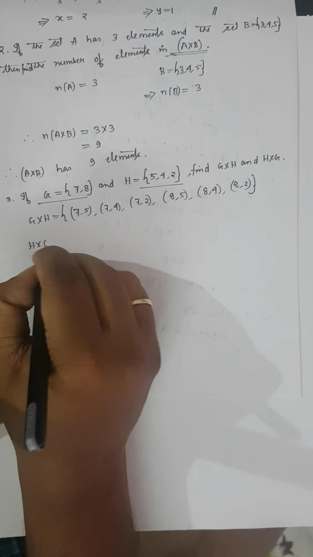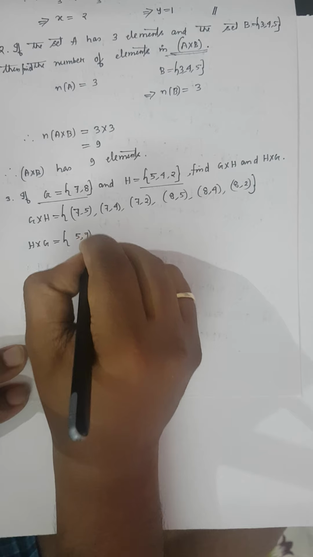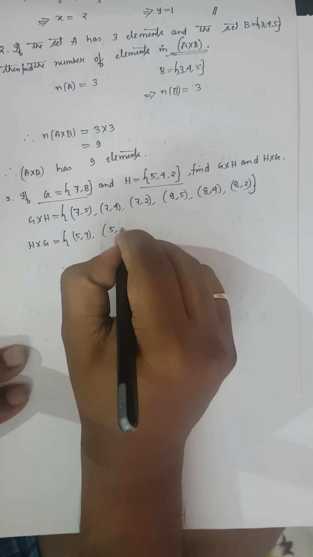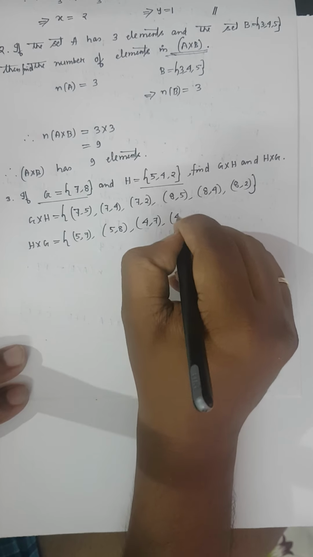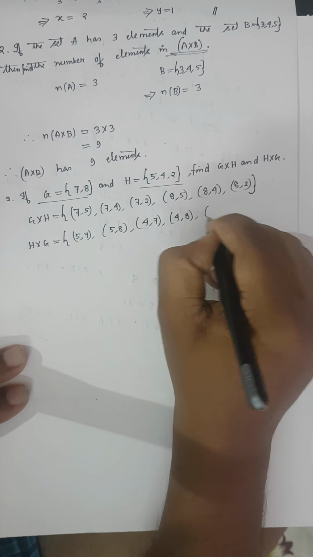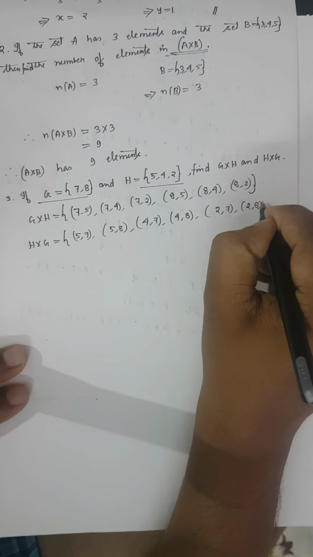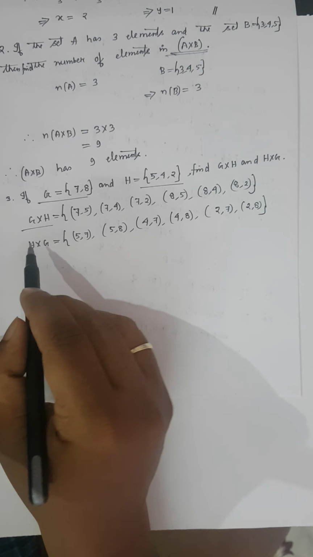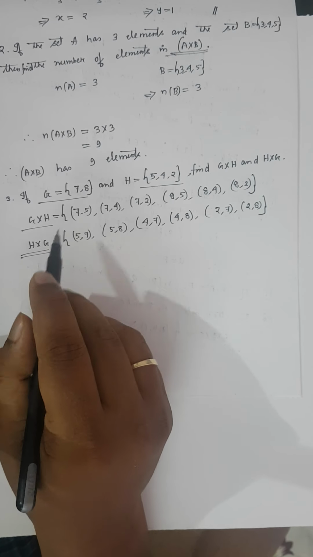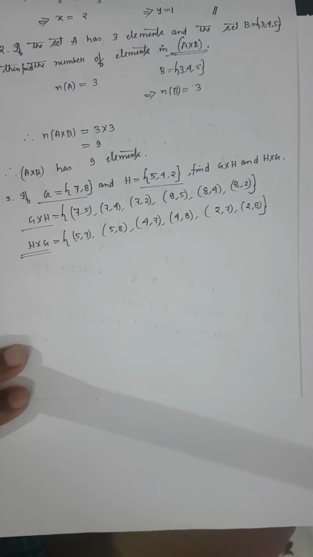And what about H cross G? It is (5, 7), (5, 8), (4, 7), (4, 8), (2, 7), (2, 8). Okay, so you can clearly see G cross H and H cross G are not equal. They are different Cartesian products.